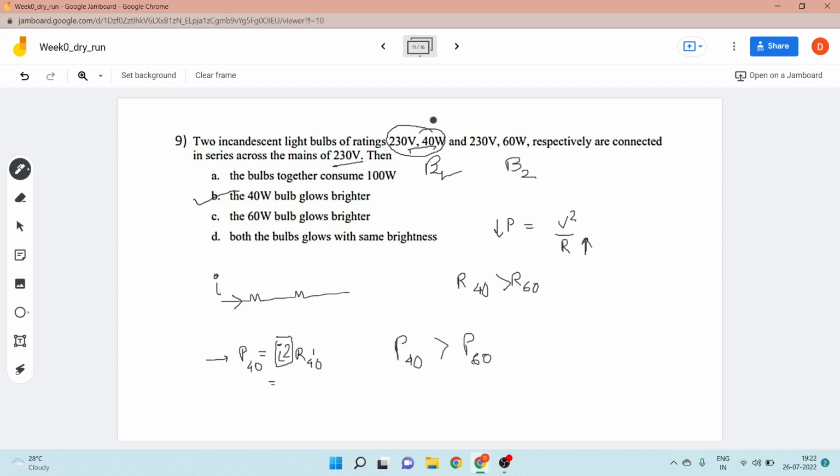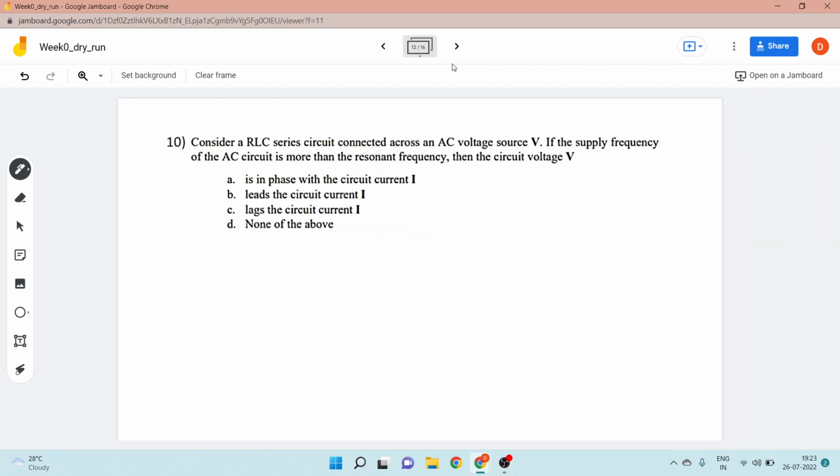I hope everyone has understood this. If not, you can type it in the chat box or unmute and speak. Okay. If not, we will move to the 10th question.